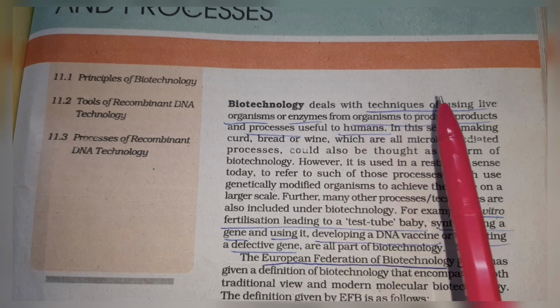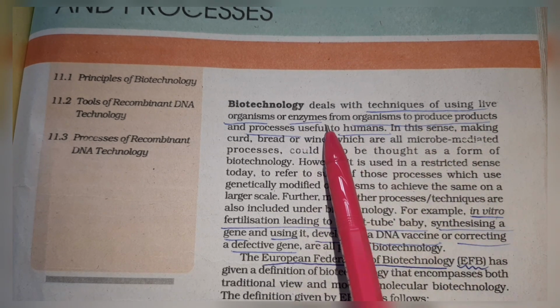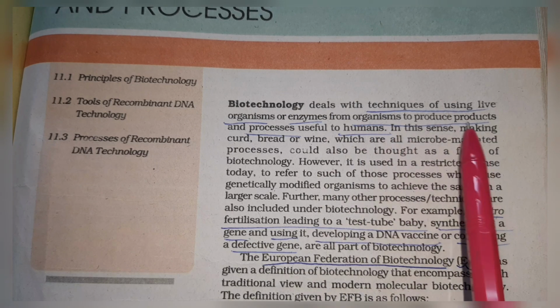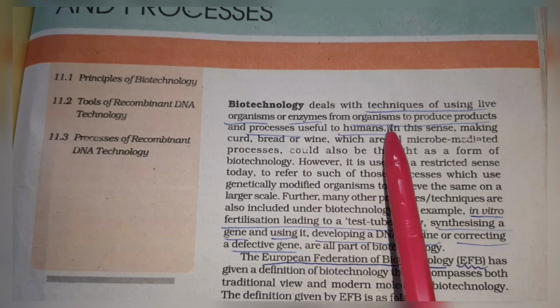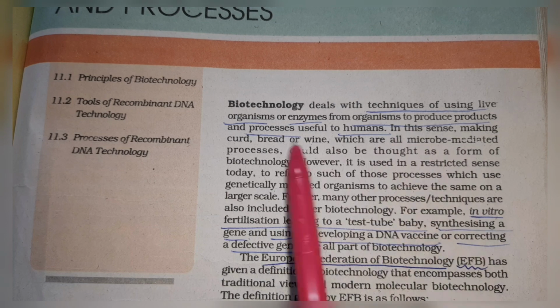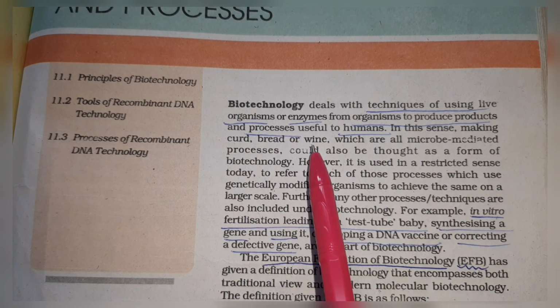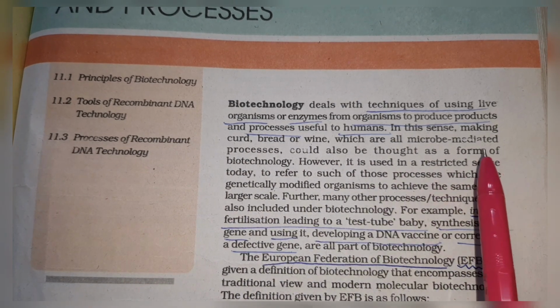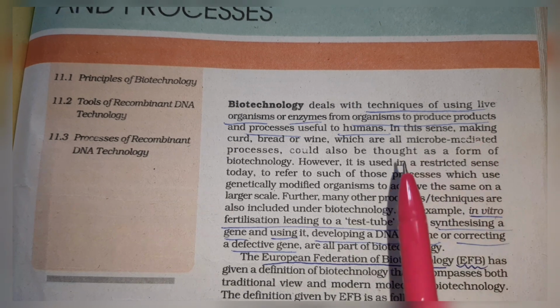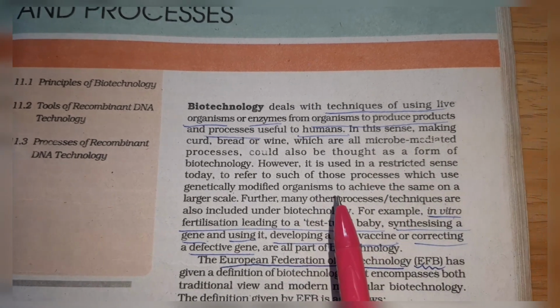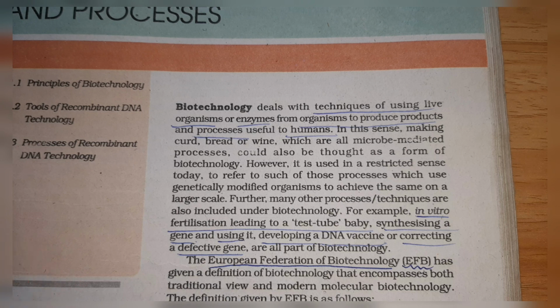These are the techniques of using live organisms or the enzymes from the organisms to produce products and processes which are useful to human beings. In this sense, making curd, bread, or wine, which are all microbe-mediated processes, could also be thought of as a form of biotechnology. Curd, bread, and wine are useful to humans, and these all include microorganisms. So, we can say that making of curd, bread, or wine is also a form of biotechnology.